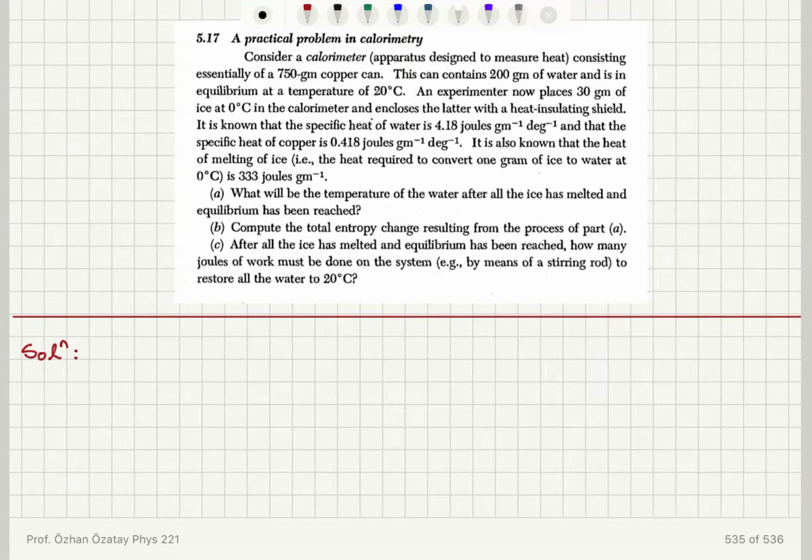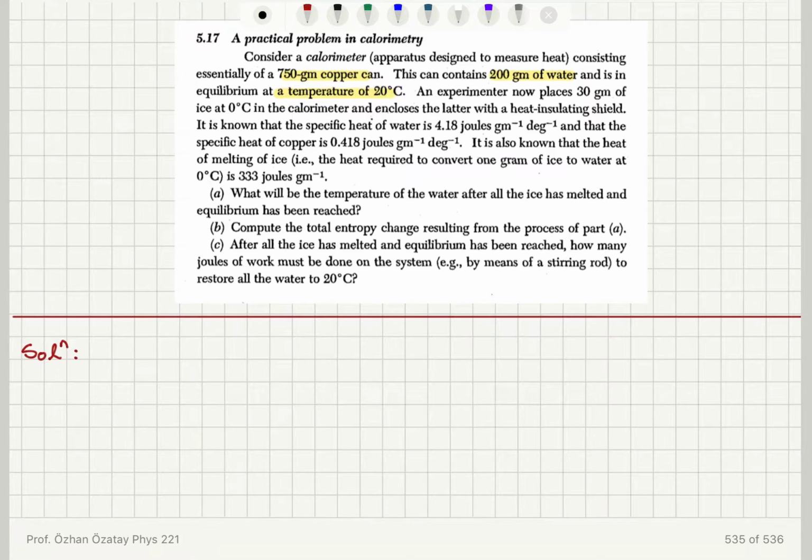A practical problem in calorimetry. Consider a calorimeter apparatus designed to measure heat, consisting essentially of a 750 grams copper can. This can contains 200 grams of water and is in equilibrium at a temperature of 20 degrees Celsius.